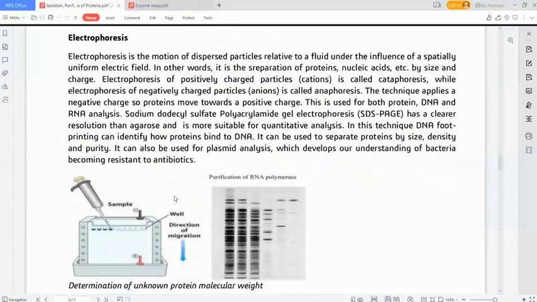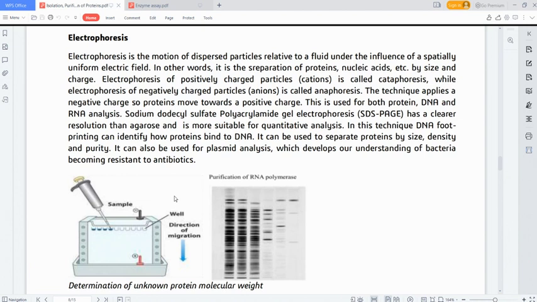Electrophoresis, you separate the protein based on charges. I don't want to go into it because I believe we have done this over and over again. So you can use electrophoresis to separate proteins. You use it to separate RNAs and DNA, nucleic acids, and so on and so forth.